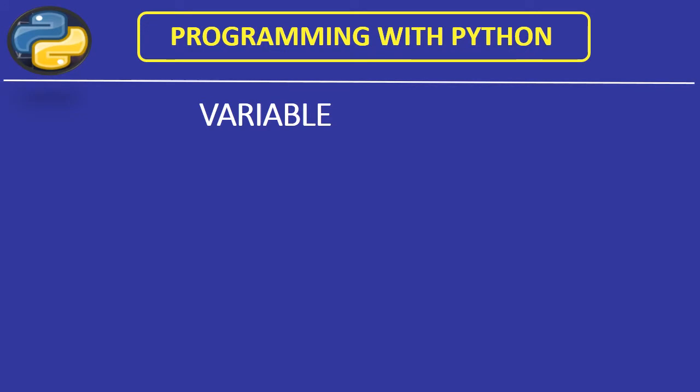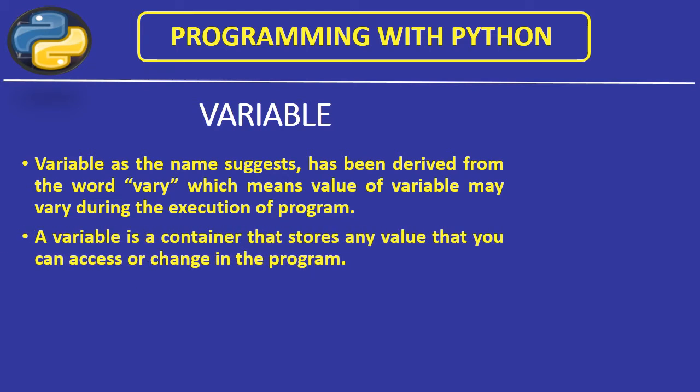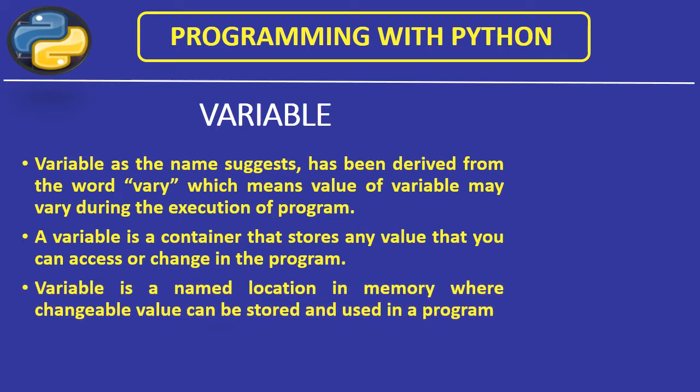Variable, as the name suggests, has been derived from the word vary, which means the value of a variable may vary during the execution of a program. A variable is a container that stores any value that you can access or change in the program. It works like a container for value. It is a named location in memory where changeable values can be stored and used in the program.